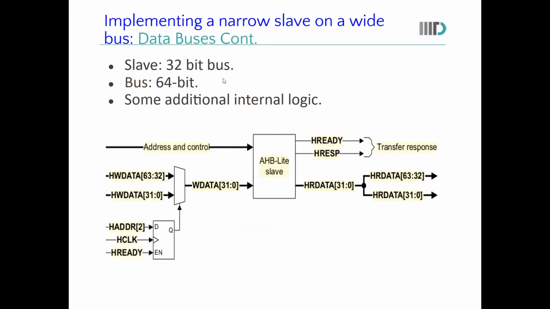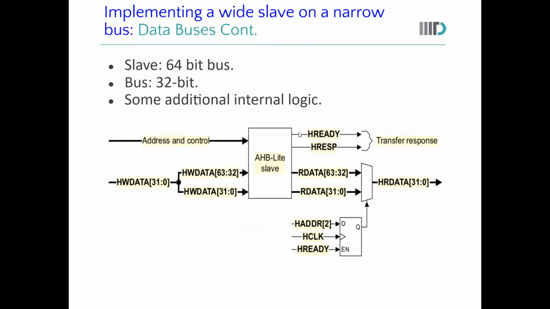So, implementing a narrow slave on a wide bus, there is some additional internal logic required. We divide it into two halves and then feed a control signal to it so that it is converted into the width the slave can accept, meaning the slave can get 32-bit data. Now moving on to the next slide.